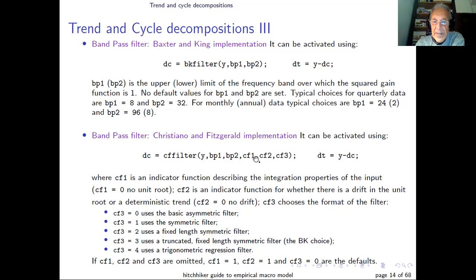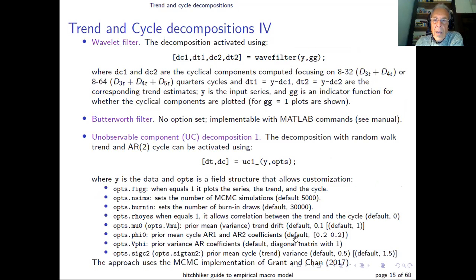If you don't specify CF1, CF2, and CF3, they are set to this value as a default. As an alternative to the bandpass filter, one can also use a wavelet filter, which is basically a moving average filter, and is activated using the command wave filter.